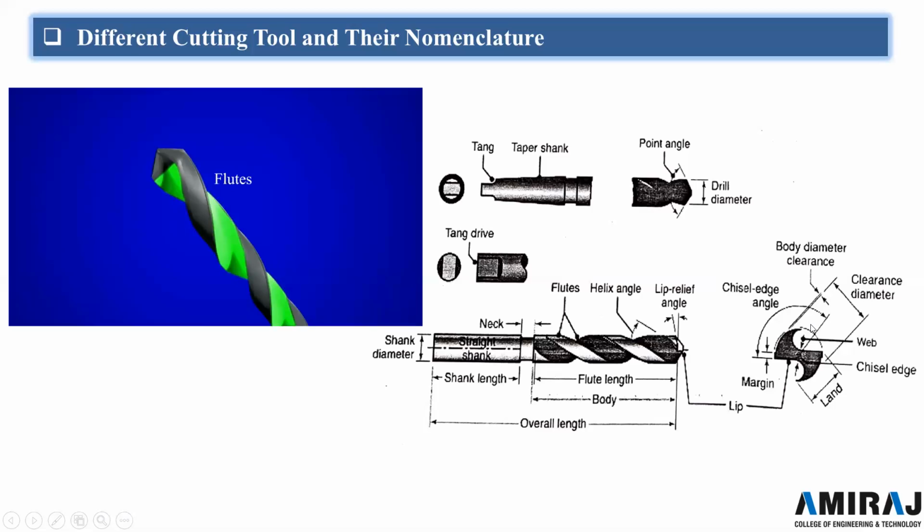Now this is the body clearance between the tool and this margin portion. There is a small clearance that is called body clearance, and this is called the clearance diameter after excluding this body diameter clearance. So this is about the complete geometry of the drill. Now let us move on to the next.